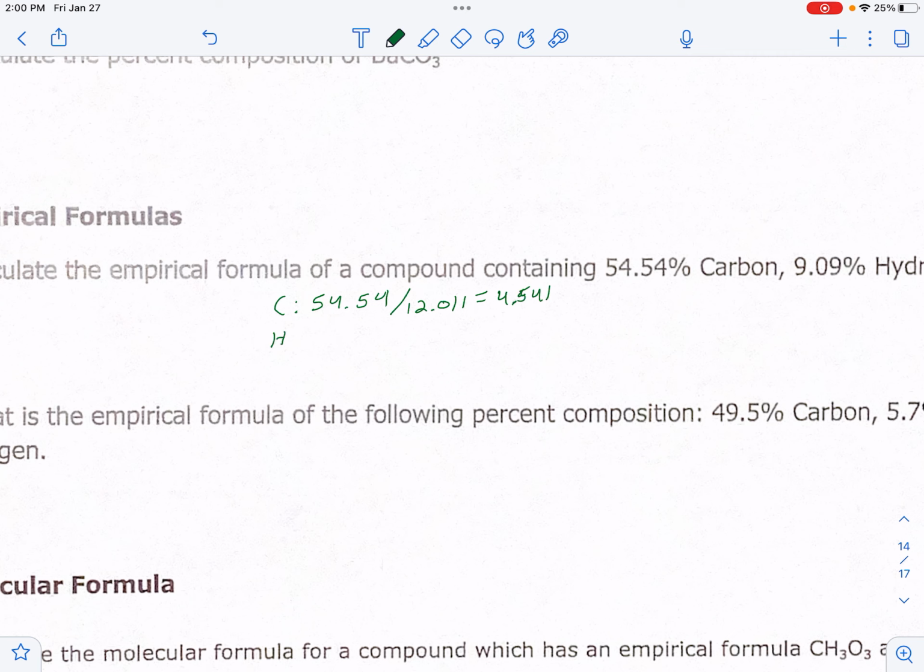Okay, hydrogen, I'm going to take that 9.09 and divide it by 1.008. That gives me 9.018. Oxygen, take that 36.36% and divide it by 15.999. That gives me 2.273. Now, what you're going to do is find the smallest value, which is this 2.273, and divide everything by the smallest value. So divide everything by 2.273.